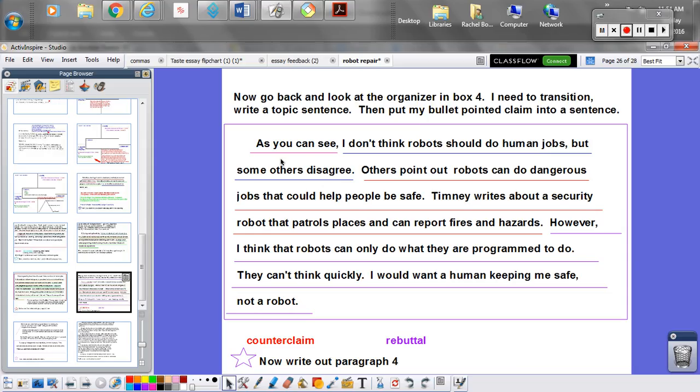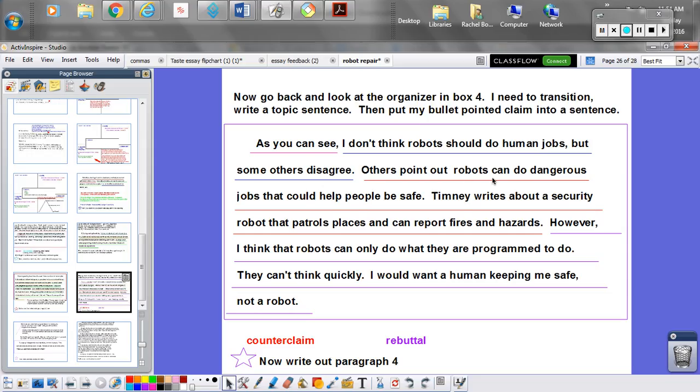So the transition I can use is "as you can see," or "I can see," or "following," or I might say "although I think." But here's this transition: I don't think robots should do human jobs, but some others disagree. So the reader knows that this is my topic. So this paragraph is going to be about how others could have a disagreement.